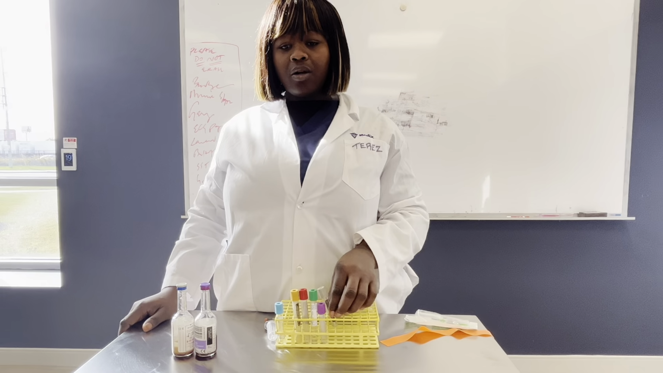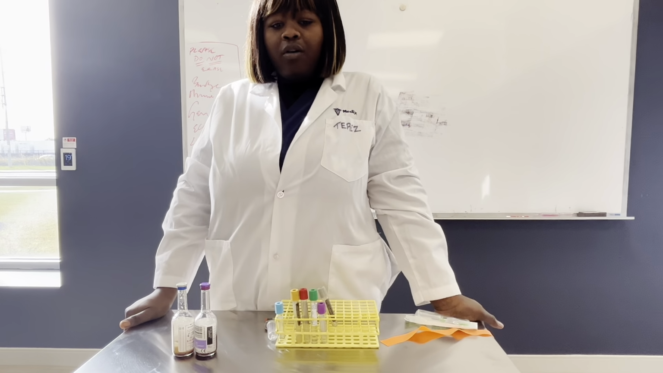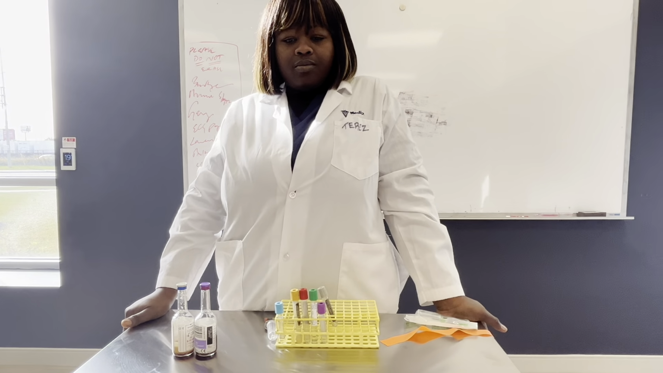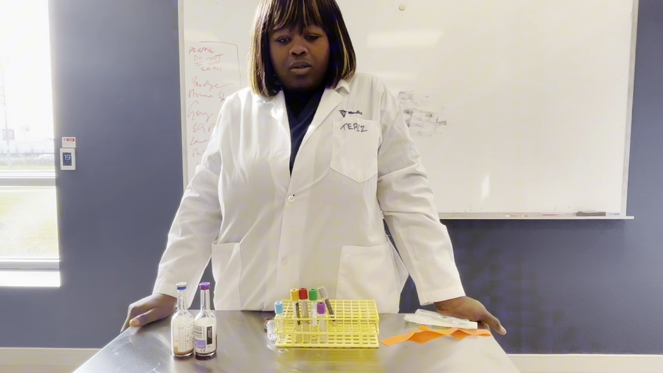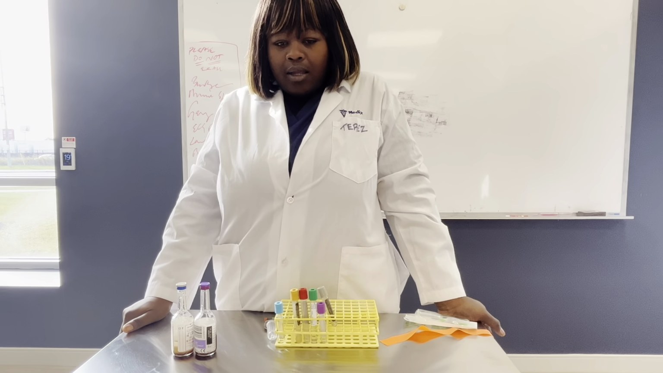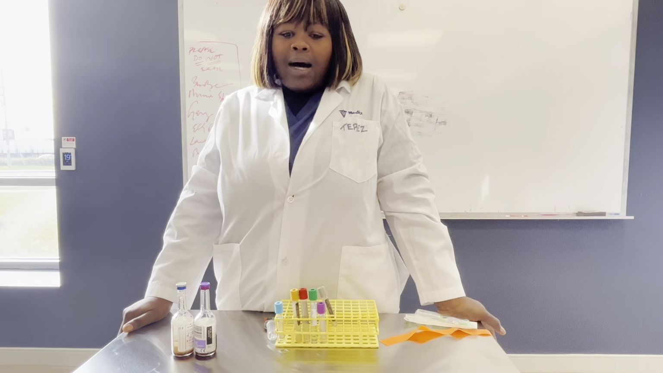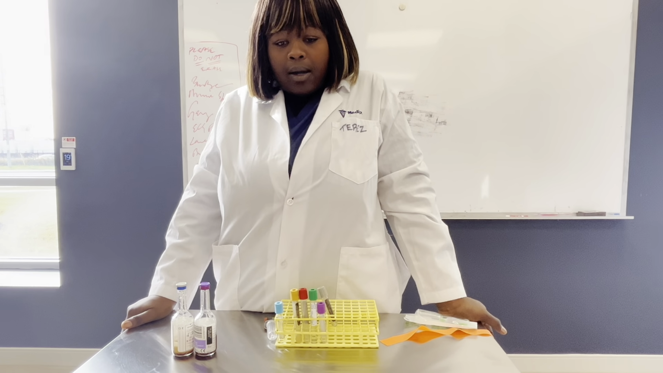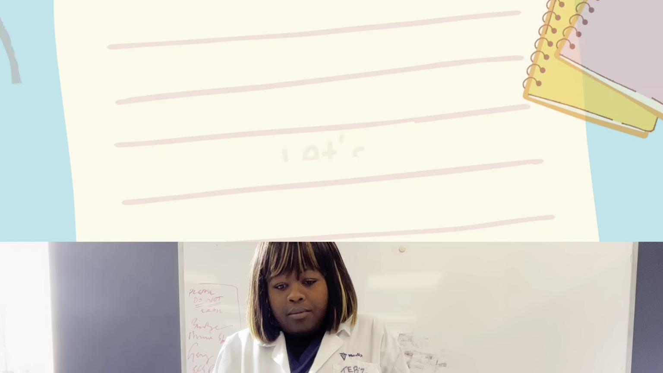So here's why the gray top tube with oxalate and sodium fluoride is included in the order of draw. Like I said, it preserves glucose levels. And potassium oxalate in combination with the sodium fluoride acts as an anticoagulant while maintaining glucose stability.